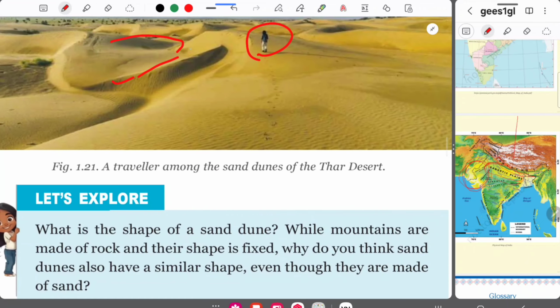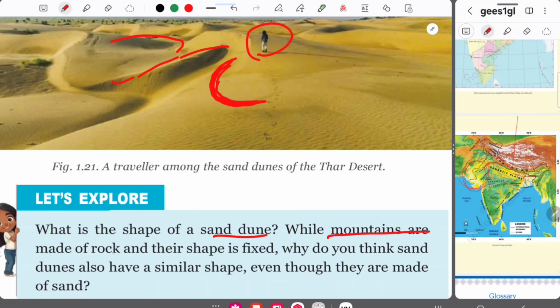Here, see, these are sand dunes, small mountains. If you look properly at the shape of these sand dunes, it is crescent-shaped, which is curved, just like the moon. Once in a while we have this type of shape of the moon, isn't it? So this is known as what? Crescent shape. So what is the shape of a sand dune? This is what I have just told you.